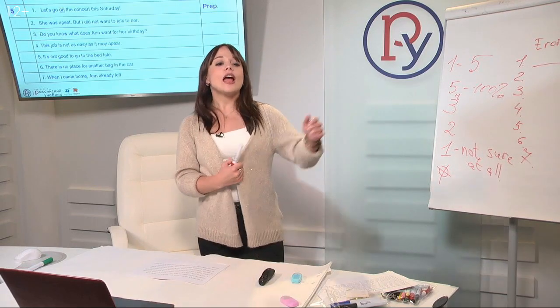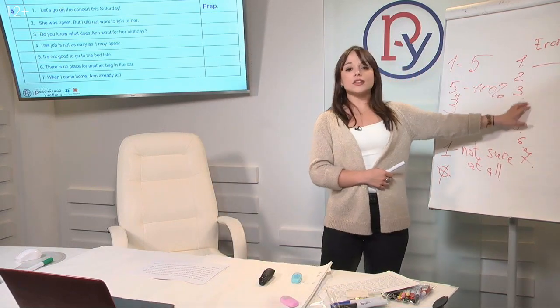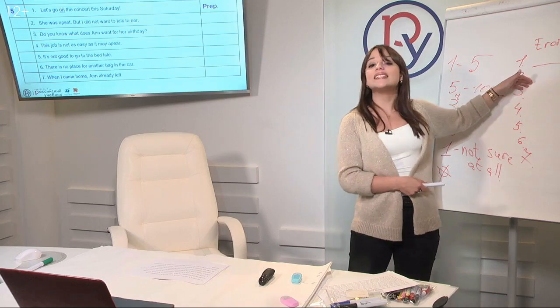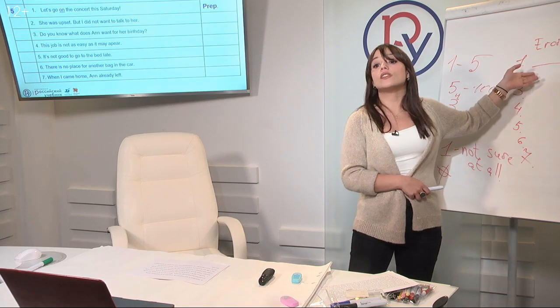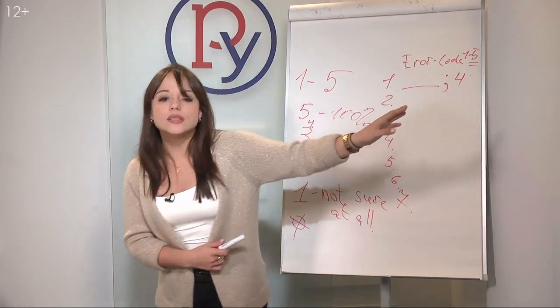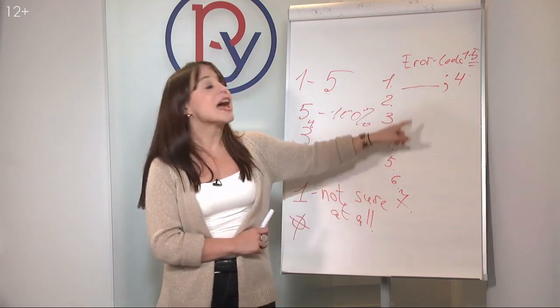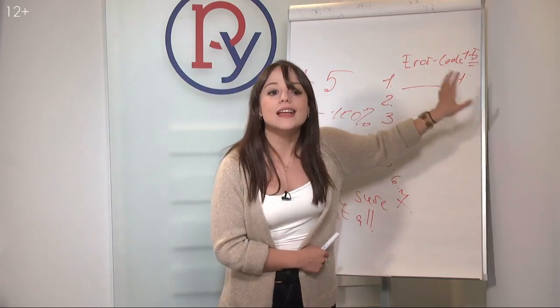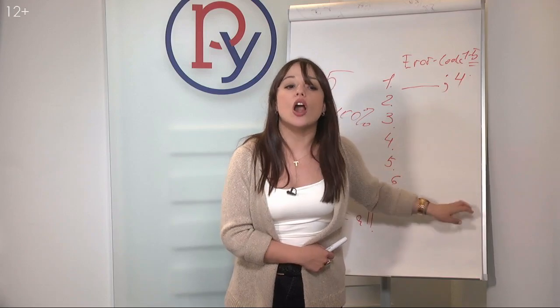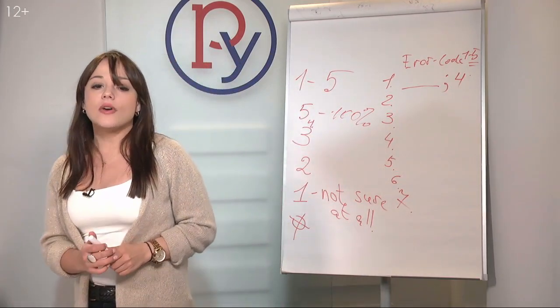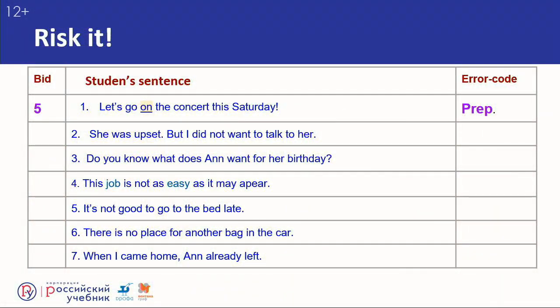You remember an error code, you detect a mistake, you can write down the bit of a sentence where there is a mistake, but it's most important that you write an error code, and the most important bit is that you write how sure you are on the scale from 1 to 5. Now, can you write 0 there? No, you can't. If you're not sure, you will write 1. We'll give you 3 minutes to do this task, and I'll be right back and we'll check together.